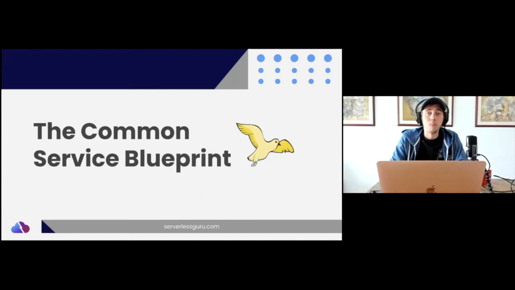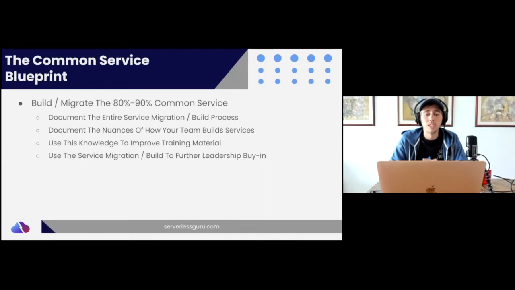So getting to the common service blueprint. We identified it, right? We said we want to build a REST API. Now what we want to actually do is build or migrate that 80 to 90% common service. We're going to document the entire service migration and build process so it can be replicated, of course.